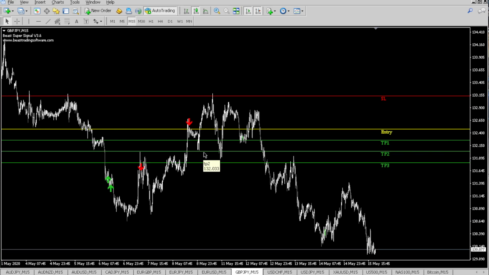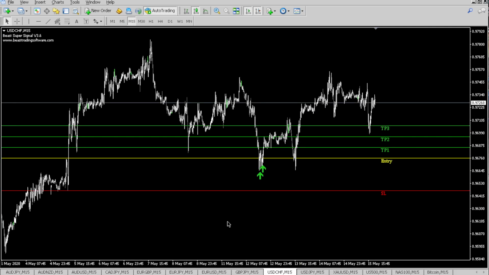And now onto the dragon, as some people say, we have the pound yen. 2 buy signals would have hit a loss, unfortunately. Here we did recover with a good sell, and then again we recovered with a good sell. This actually would have hit just before take profit 2, but overall a good profit there as well.